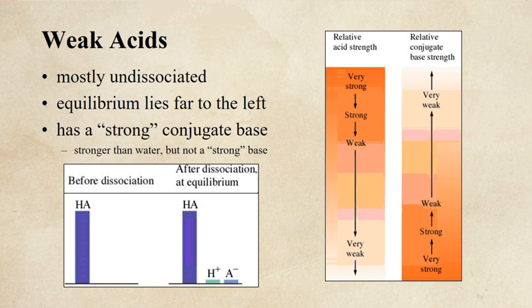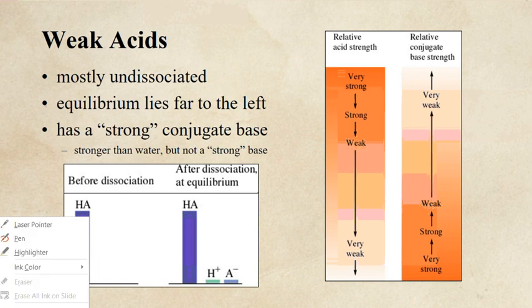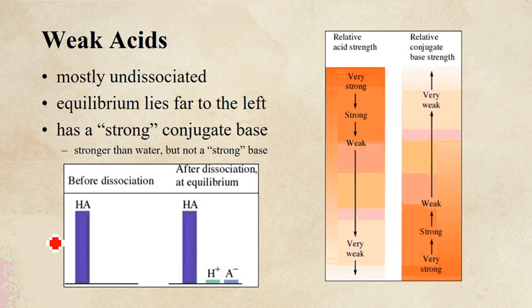Weak acids are mostly undissociated. Equilibrium lies far to the left, which means that the concentration of products and reactants at equilibrium is left favored. It has a conjugate base that is much stronger than water, but not a strong base. So a weak acid makes a strong conjugate base. And there's a great comparison chart on the slide that highlights the relative strength of each acid and the conjugate strength. And it's obviously an inverse relationship.